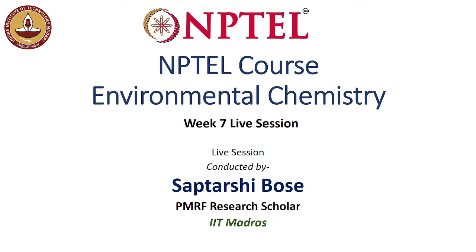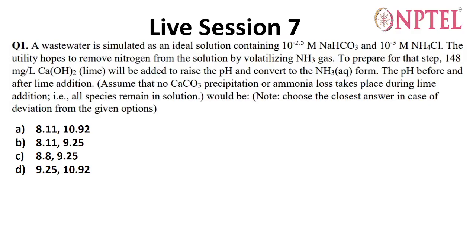So the first question is, a wastewater is simulated as an ideal solution containing 10 to the power minus 2.5 molar NaHCO3, sodium bicarbonate, and 10 to the power minus 3 mole of NH4Cl. So these are the molar concentrations you can see, and the utility hopes to remove the nitrogen from the solution by volatilizing NH3 gas, ammonia gas.